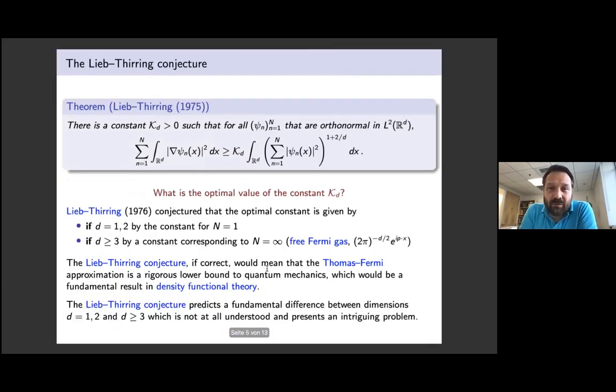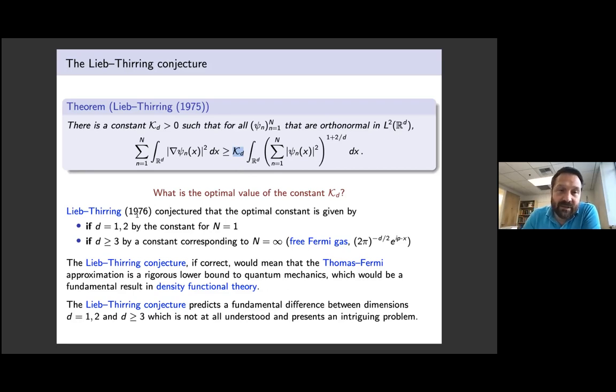So now we know that we have this inequality. We know, at least I hope, I conveyed an idea of what is useful about it. So what do we still want to know about it? The one question that remains open so far is what the optimal value of this constant K_d is that appears in the inequality.